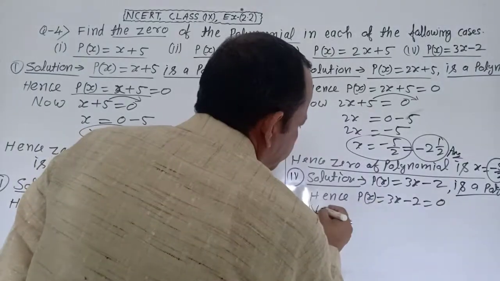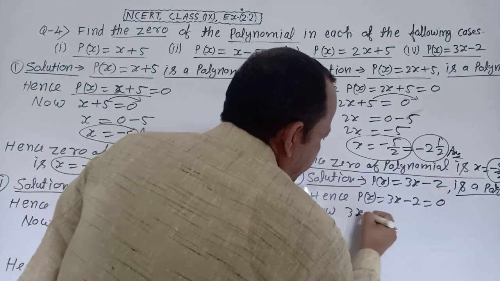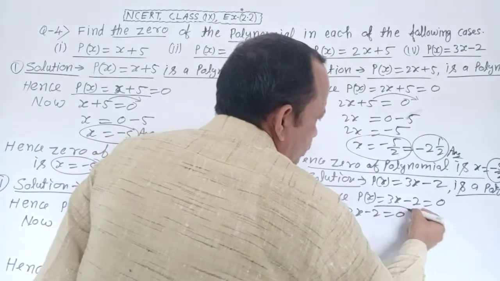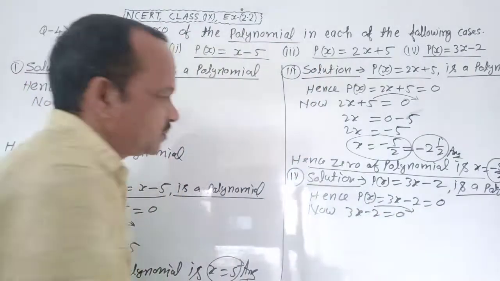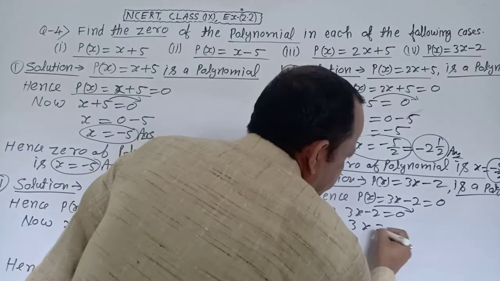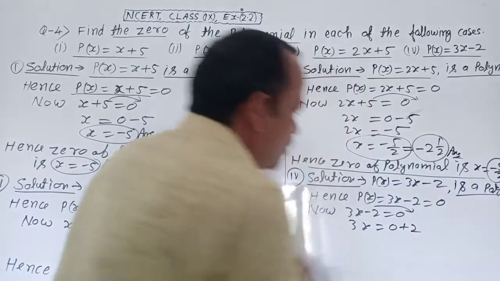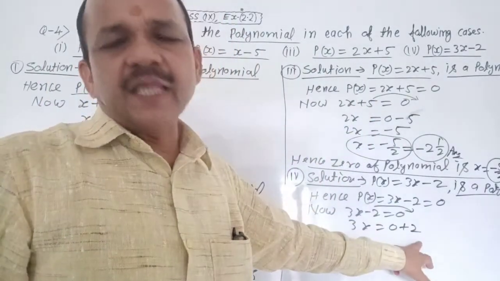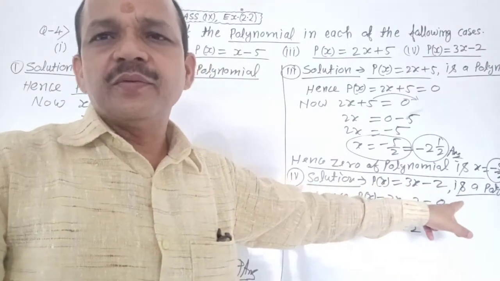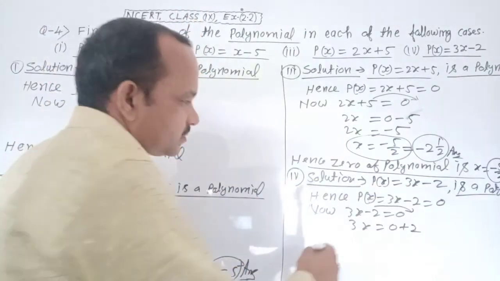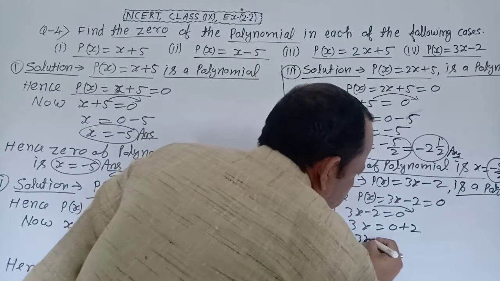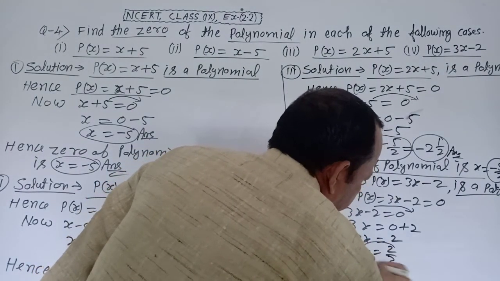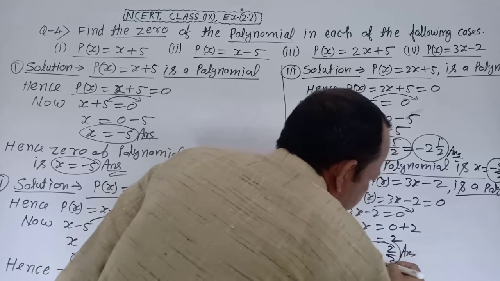Now 3x minus 2 equal to 0. You can write minus 2 on the right side. It becomes 3x equal to 0 plus 2. Minus 2 becomes plus 2 on the right side of equal. Clear? 3x equal to 2, x equal to 2 by 3. Answer.